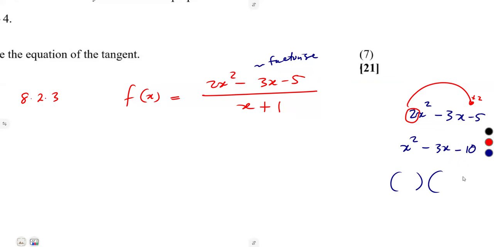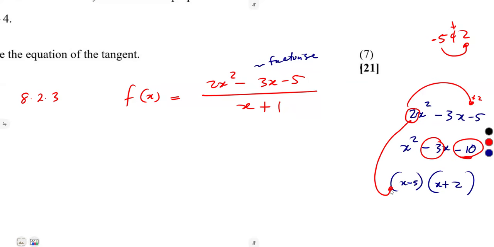Then I can factorize this from factors of negative 10 which will add up to negative 3, that's negative 5 and 2. If you multiply these, you get a negative 10. If you add, you get a negative 3. So that's negative 5 and positive 2. Then I bring this 2 back in place of x. I put a 2 here, I put a 2.